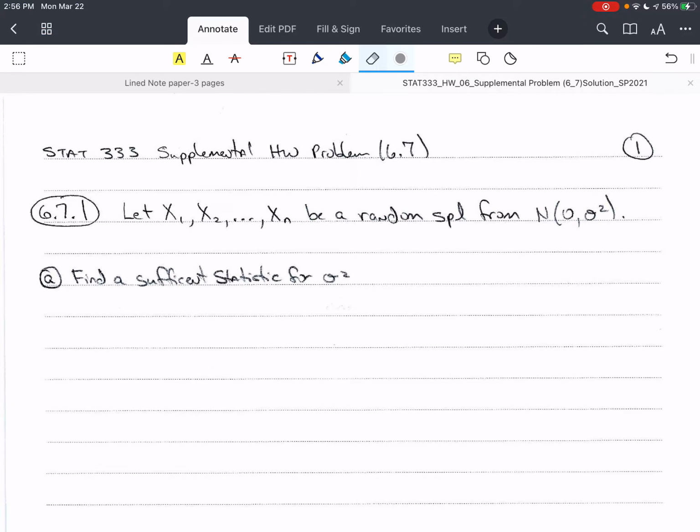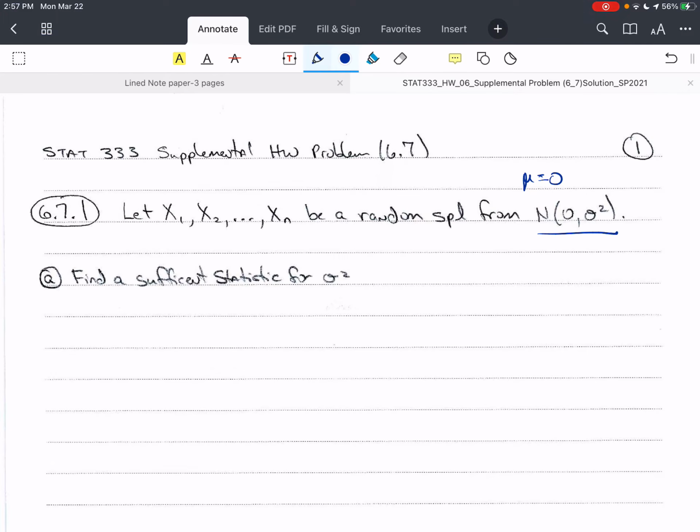All right, so we have a random sample from the normal distribution where mu is equal to 0 and the variance is sigma squared, so the mean is 0 and the variance is sigma squared. We want to find a sufficient statistic for sigma squared, not sigma, but sigma squared. And this is going to throw a little bit of a monkey wrench into what we do. But let me show you a technique to make this a lot less painful for us.